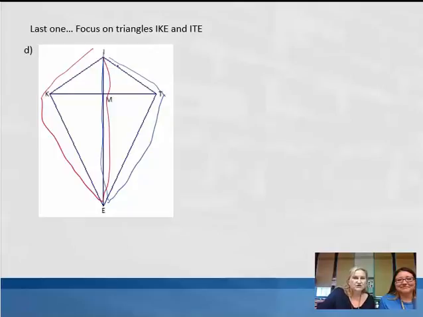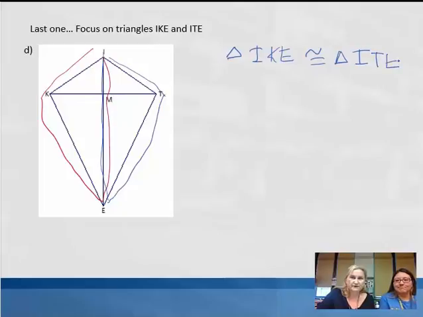First, let's write a congruence statement. Triangle IKE is congruent to triangle ITE. Now again we'll be listing corresponding congruent angles and corresponding congruent sides.